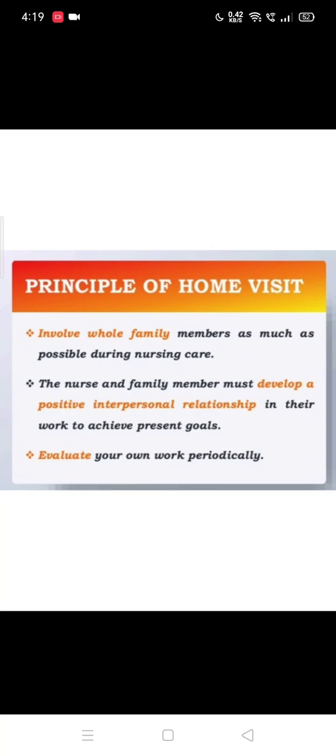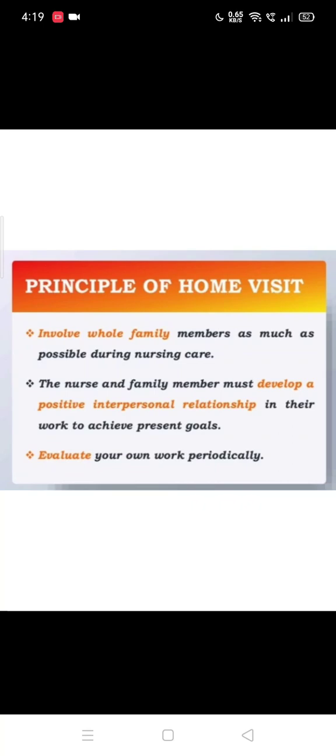and you are going to assess how many members are there, how many children are there, what is the age of the children, and what is the weight and height of the children. Only for the general assessment you are going this time.